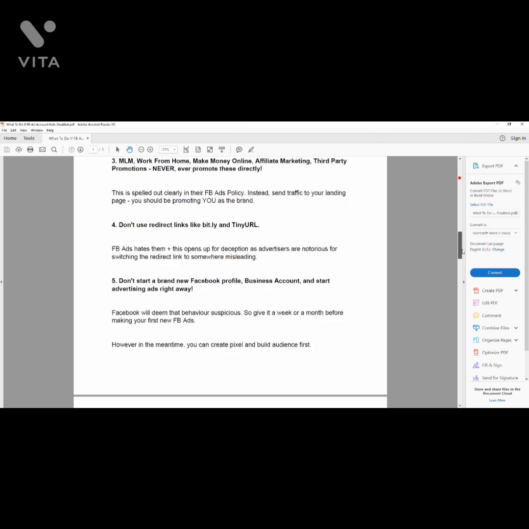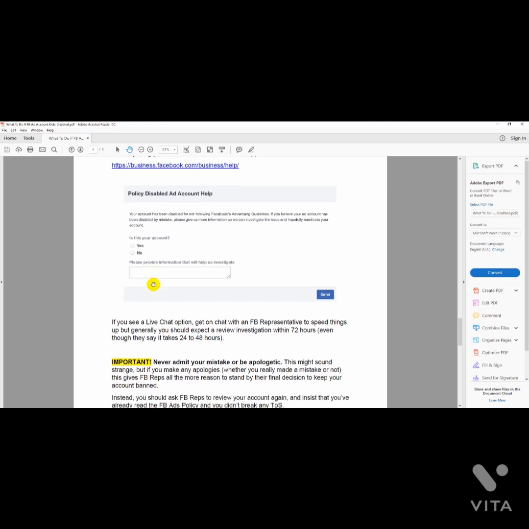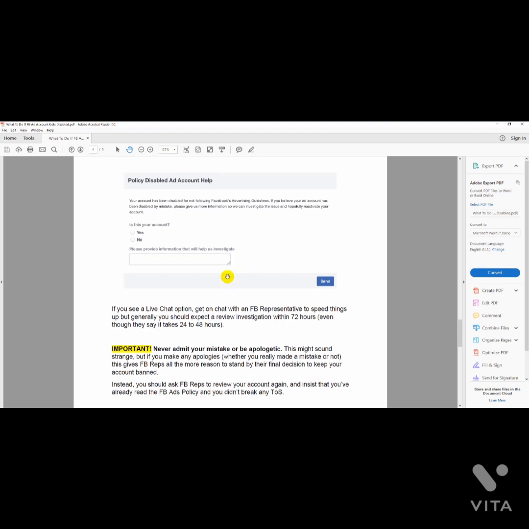So you want to appeal, and they'll probably give you a link right off the bat. If you find this to be a mistake, give us more information, and you'll be able to click on the link and arrive at a simple form like this, all right? Is this an account? You're going to put yes and provide information. Now, you don't really have a lot to write here, to be very frank. The word count or the character count is quite limited, but here's the thing.